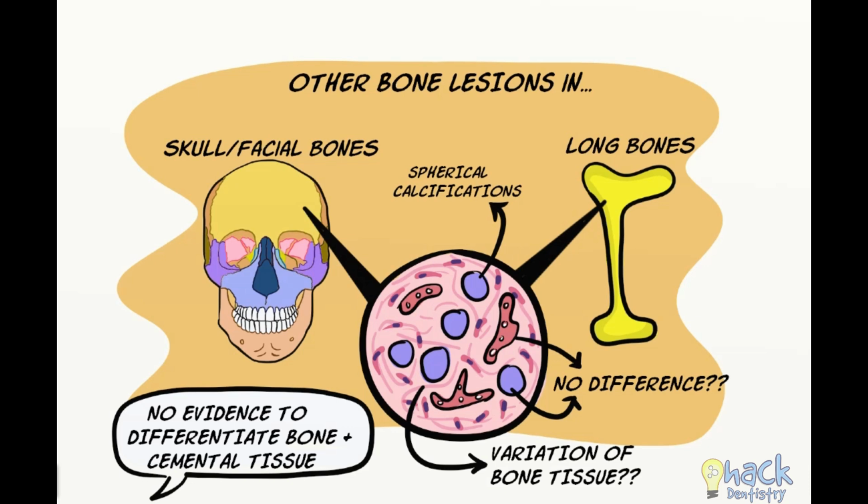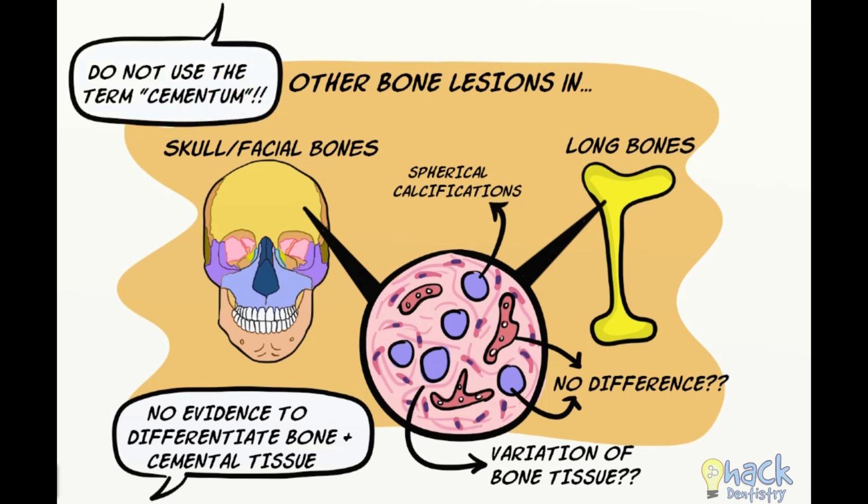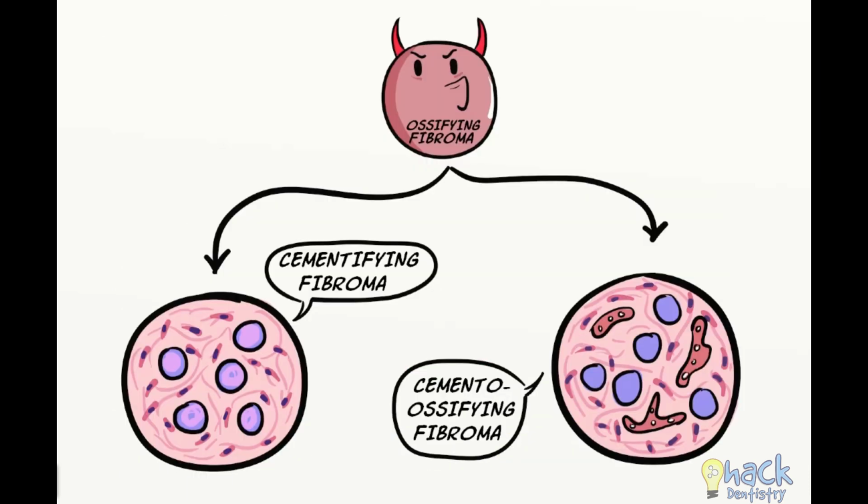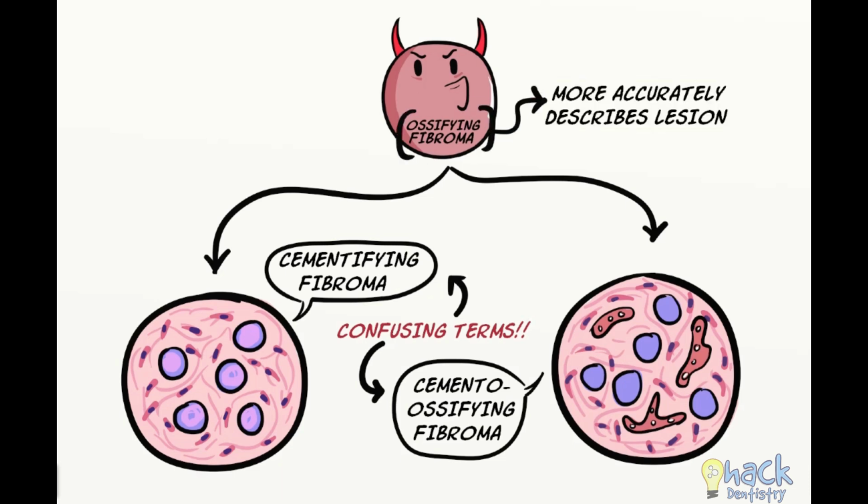Pathologists therefore advise against using the term cementum to describe the spherical basophilic calcifications unless they are in direct contact or attached to the cementum. In such a scenario, the terms cementifying fibroma or cemento-ossifying fibroma become confusing. Hence, most pathologists and researchers consider the term ossifying fibroma to more accurately describe the lesion.